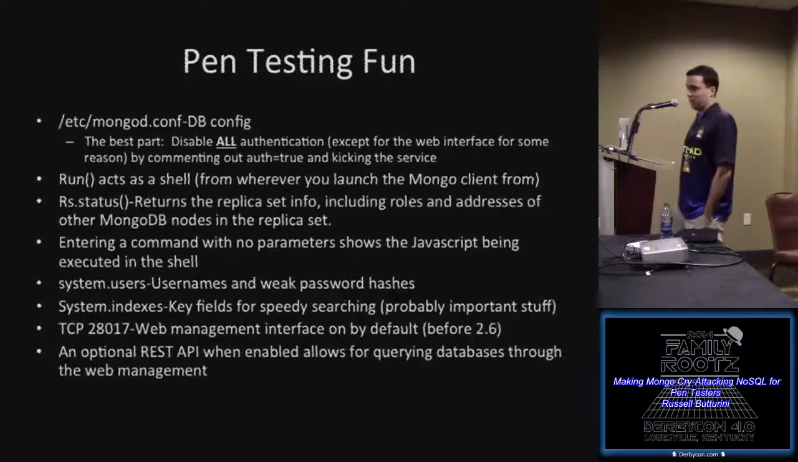Run will act as a shell wherever you launch the Mongo client from. So when I first started doing this, I didn't understand that. And I launched the Mongo client from my machine, and I was running netcat, and I was getting shells back. And I was like, this is awesome. Then I ran ifconfig, and I was like, wait a minute, this is my IP.